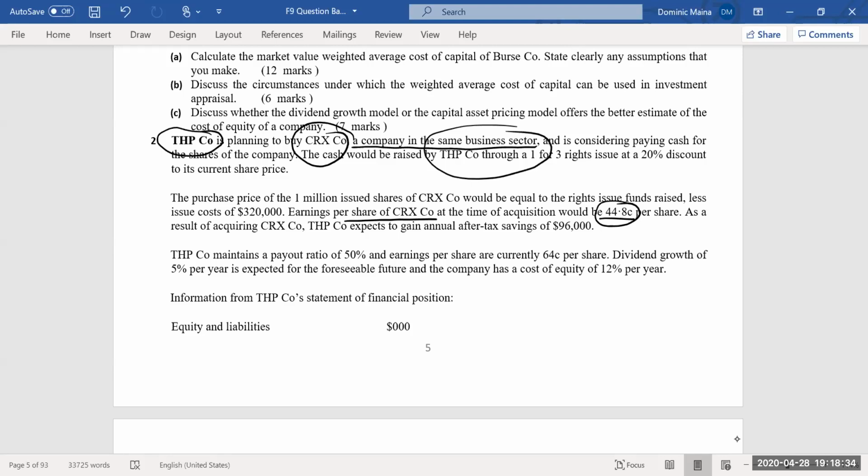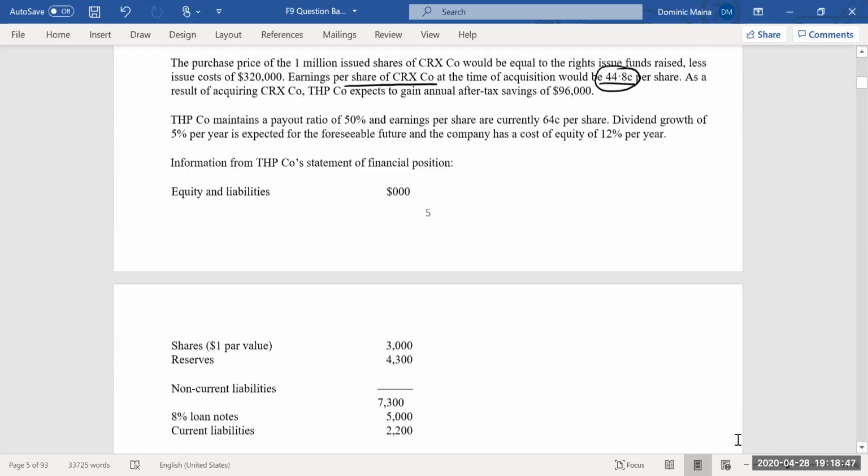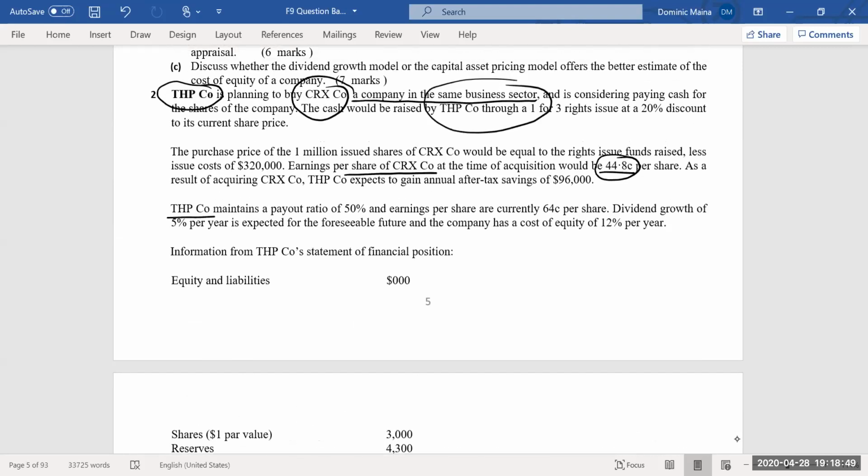Now, the PE ratio of THP. Don't forget, we just calculated the market value of the company in part A to be equal to $4.8. I think you've done this together. The market share price was $4.8, and the earnings for the company THP, which is here, was 64 cents. Therefore, we can now get the PE ratio of the THP company.